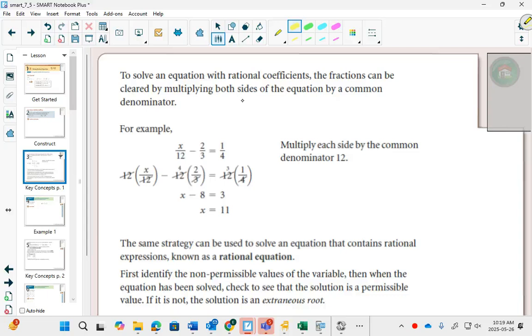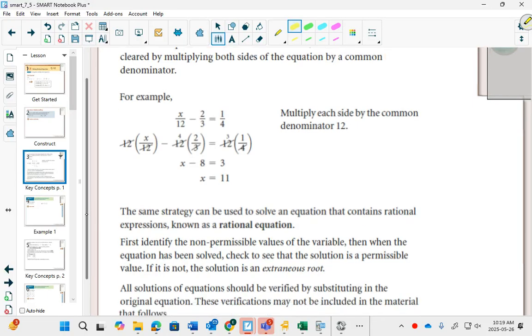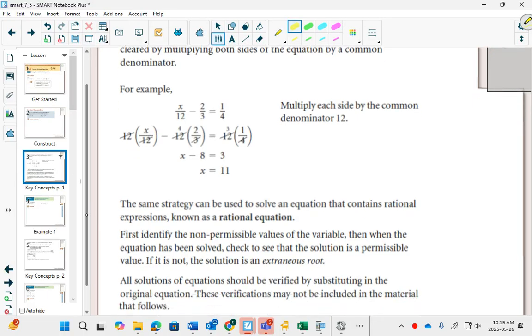Top of page, this is on page 579. We've got the definition of a rational equation: an equation that has rational expressions. In other words, you have fractions, and usually you have some variables in your denominators on some places with fractions.